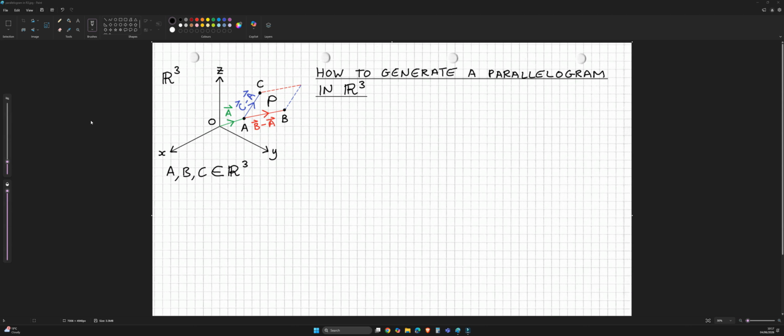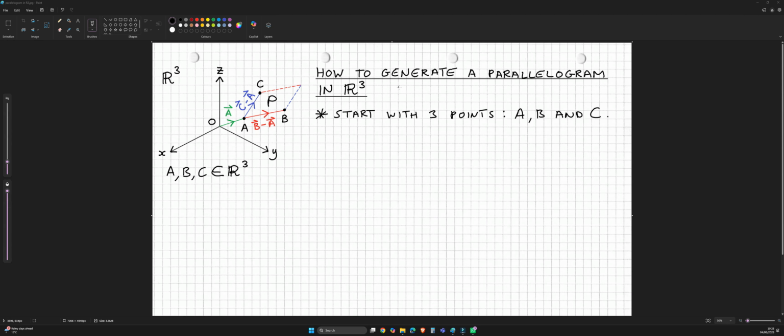Hi, in this video I'm going to be showing you how to generate a parallelogram in R3. To generate the correct equation, we're going to be using this diagram to the left. The objects in this diagram are in R3 space, and the points A, B, and C are elements of R3.